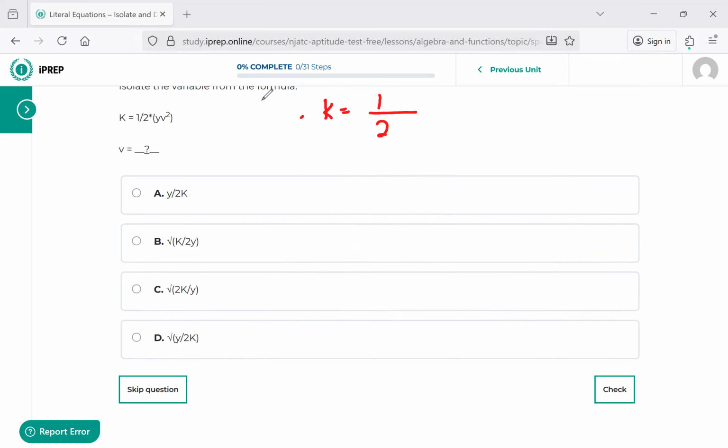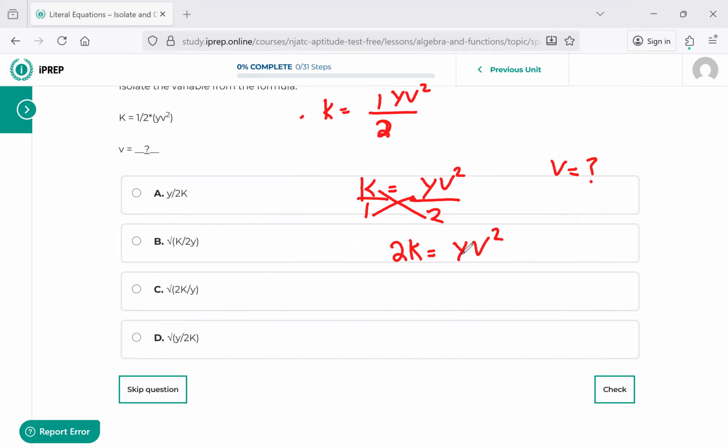So yeah, it's getting harder as we go on. So this times yv squared should be on the top. So it's going to be k equals yv squared over 2. Let's see if we get an answer here. So our goal is to solve for v. So what I would do next is go ahead and cross multiply. So 2 times k is 2k. 1 times that, it's yv squared. And then solve for v.